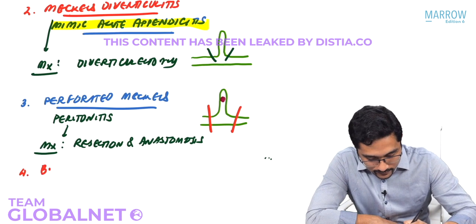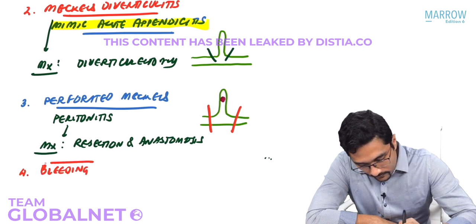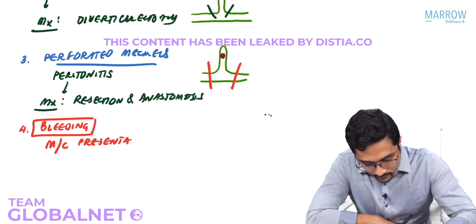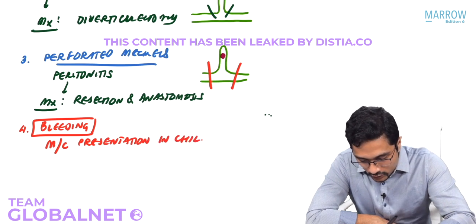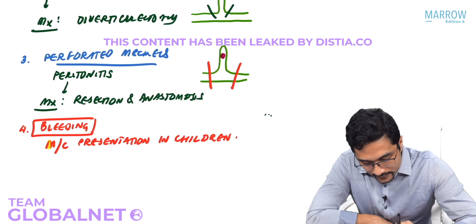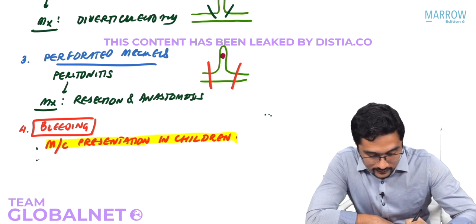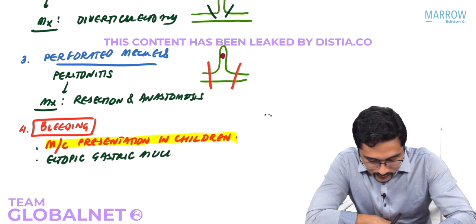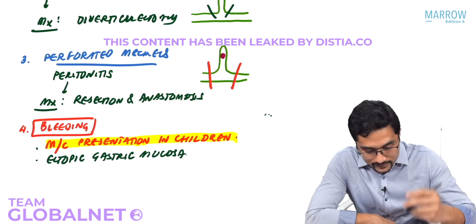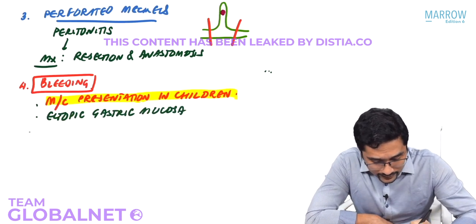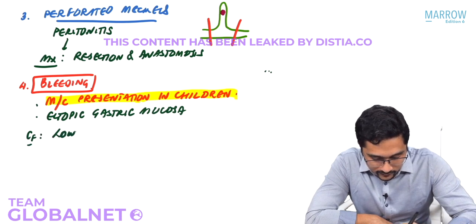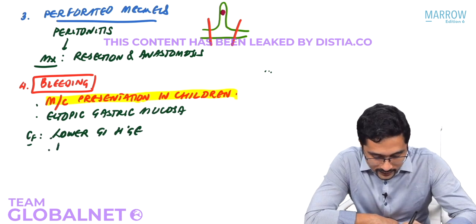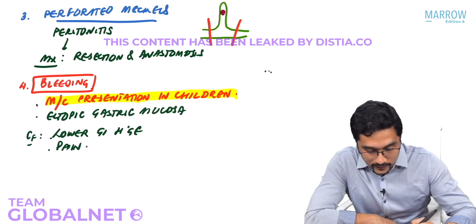The fourth presentation is a bleeding Meckel's diverticulum. Bleeding is the most common presentation in children. And the reason why bleeding occurs, I've told you, is because of ectopic gastric mucosa. And that is the cause why bleeding occurs in these children. And the clinical features can be either the patient can come with lower GI hemorrhage, or there can be pain associated with it as well.